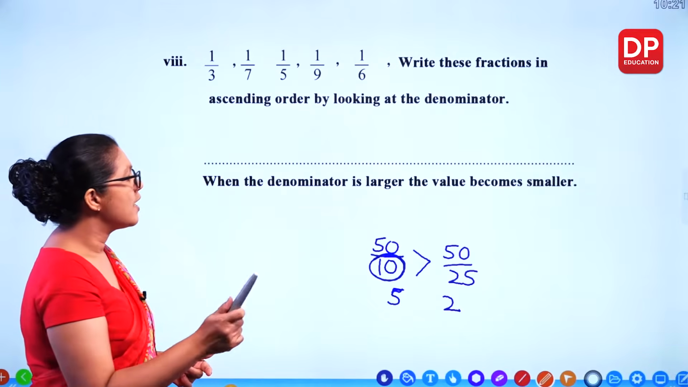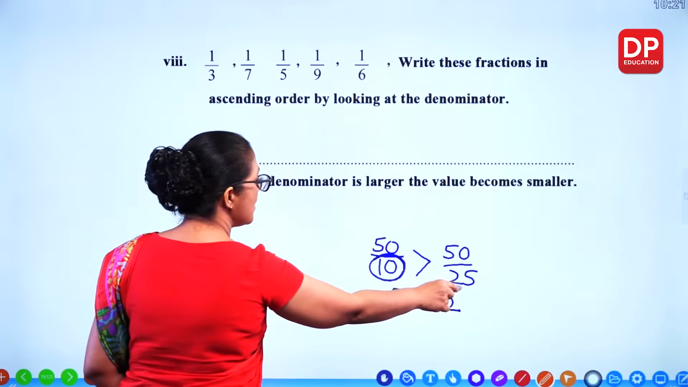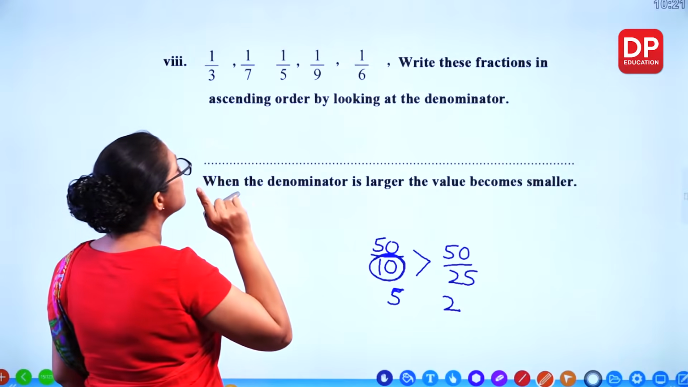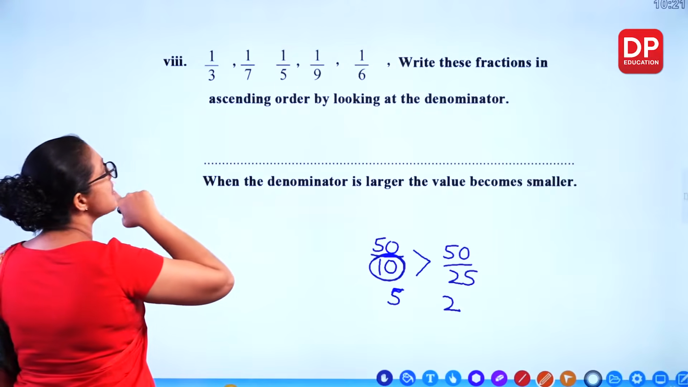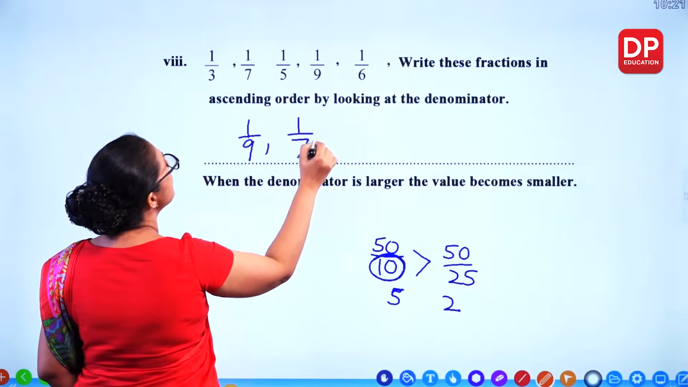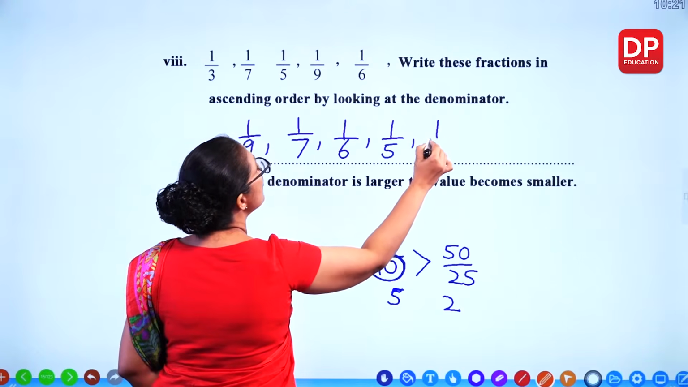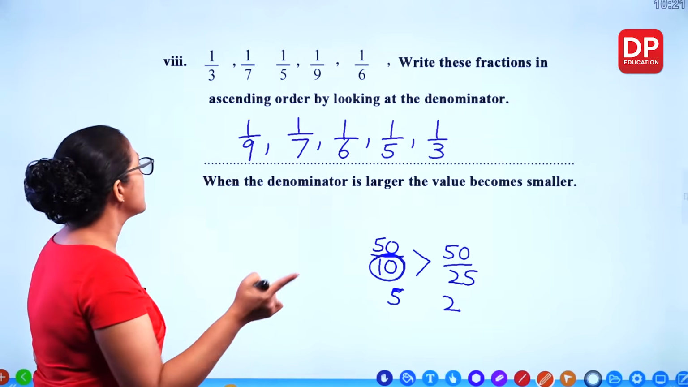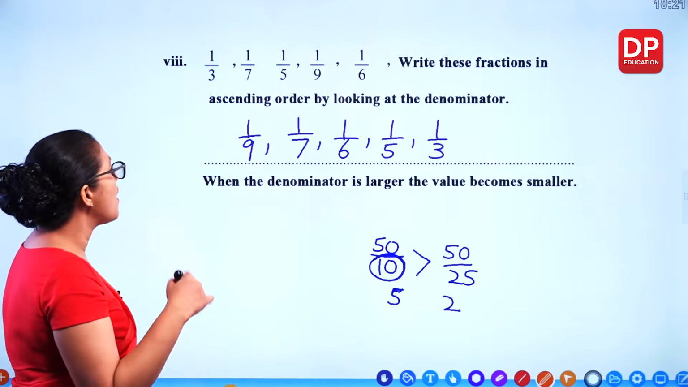So you have to get an idea about that. When the denominator is larger, the value becomes smaller, the opposite way. So what's the smallest? Smallest means the highest denominator, 1/9. Then 1/7, 1/6, 1/5 and 1/3. Ascending order means smallest to biggest. Bigger denominator, you get a smaller value. So that comes first.